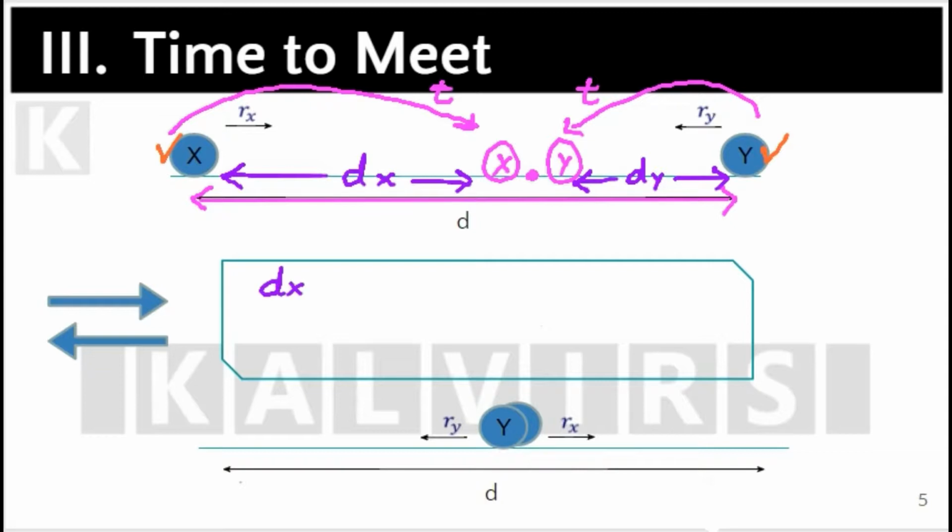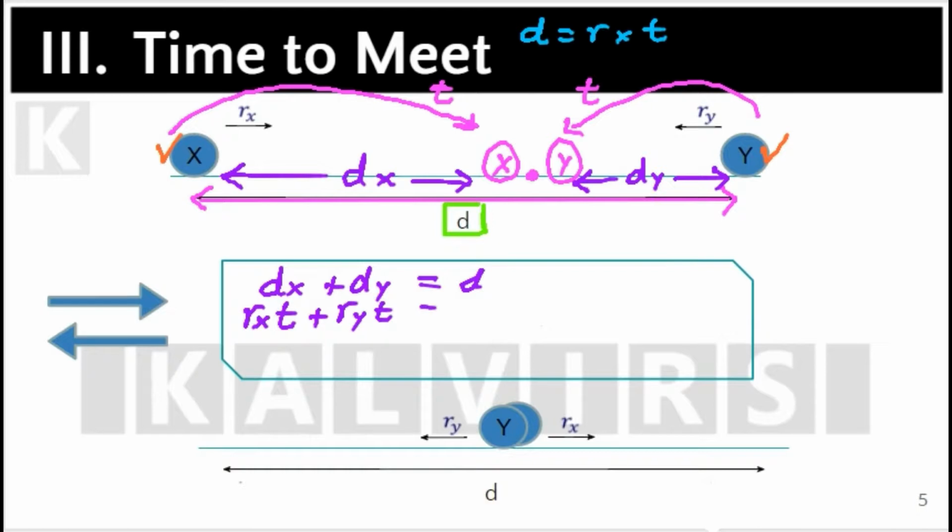Here we get that the distance traveled by car X plus the distance traveled by car Y is d, the total distance. Now, remember that the distance is rate times time. Therefore, the distance traveled by car X is the rate of X times the time, plus the rate of Y times the time. Finally, solving for the time, it takes them to meet after they start moving is the distance divided by the sum of the rates.